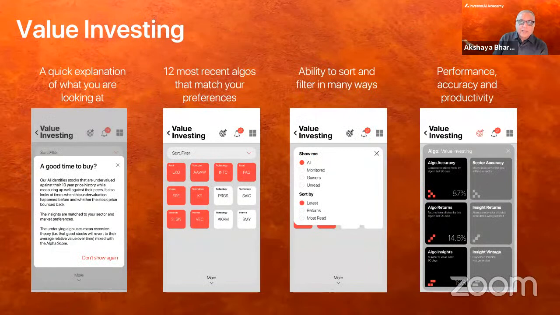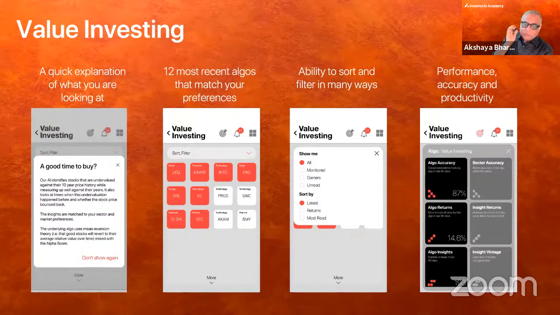But very broadly, value investing, when you open the screen, you'll see a pop-up, which basically tells you what you are looking at, how the algo works. It will show you the 12 most recent algos. Some of you are familiar with the app, the logic between red and white has changed. Whenever the tile is red, it means the signal is active. If the tile is white, that means the signal is inactive. Again, there's nothing wrong with an inactive signal. But I will explain it to you in due course.